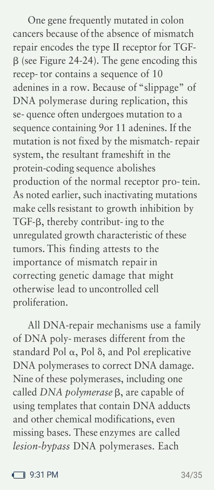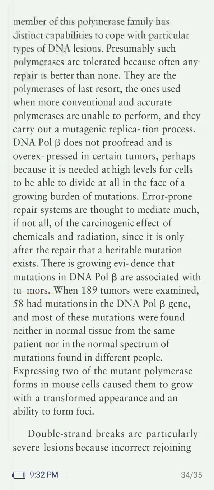All DNA repair mechanisms use a family of DNA polymerases different from the replicative DNA polymerases, pol alpha, pol delta, and pol epsilon, to correct DNA damage. None of these polymerases, including one called DNA polymerase beta, are capable of using templates that contain DNA adducts and other chemical modifications, even missing bases. These enzymes are called lesion bypass DNA polymerases. Each member of this polymerase family has distinct capabilities to cope with particular types of DNA lesions.